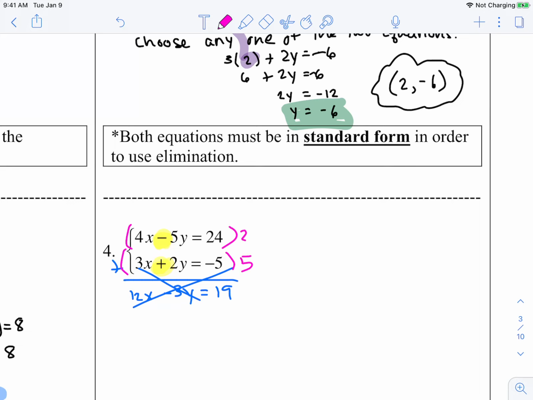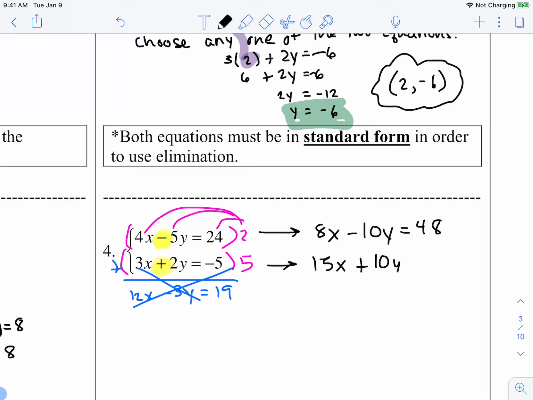So we're literally magnifying these two equations. We're making them bigger by multiplying them. And you do the same thing you would in distributing. You're going to distribute the 2 on the top, and you're going to get a new scale of the same equation. So it's 8x minus 10y is equal to 48. And then the bottom equation, you're going to get 15x plus 10y equals negative 25.